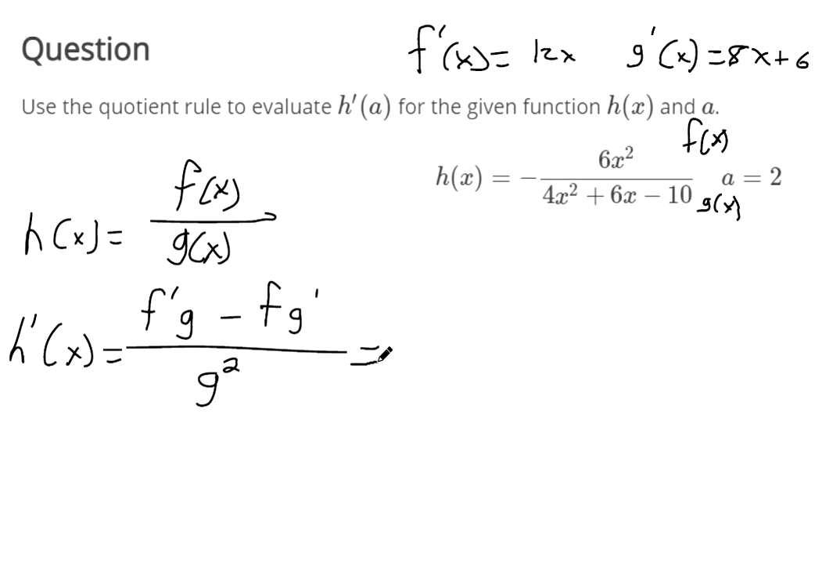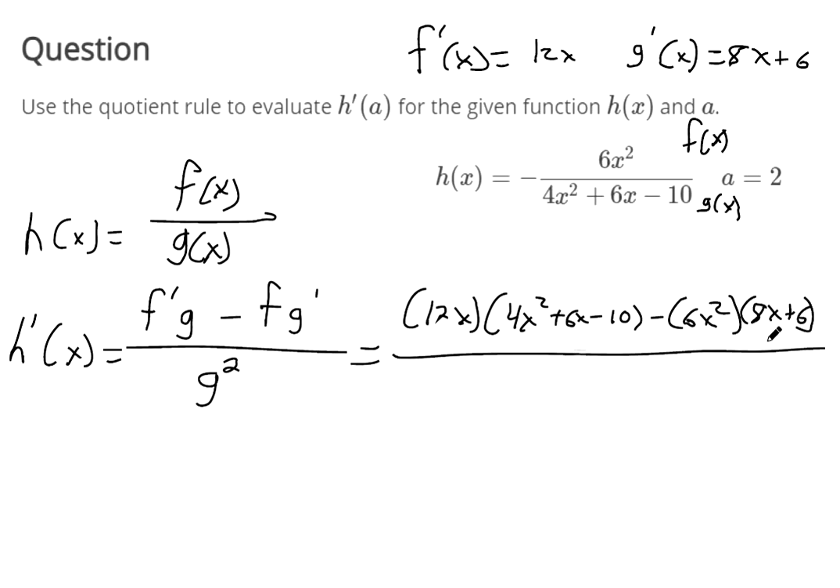And now we can plug that into our formula. We need f prime times g, minus f times the derivative of g. That's all over g squared. Oh, I dropped my negative sign. There's a negative sign out front, so the negative sign still applies here. So there you go. That's the derivative.